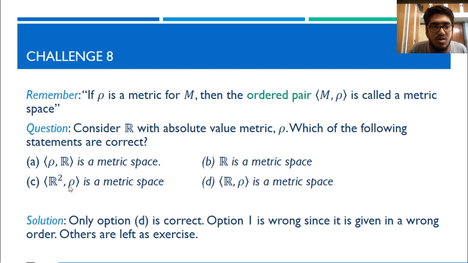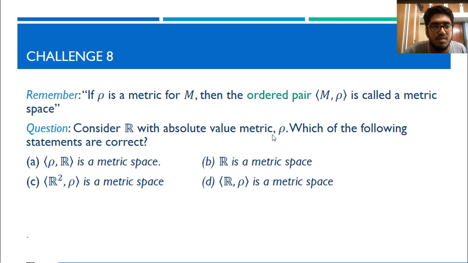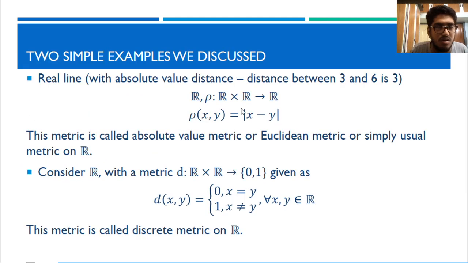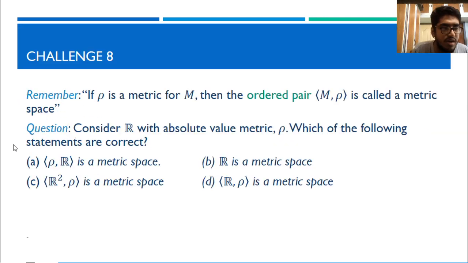So here rho is the absolute value metric, which we defined earlier. Let me go back to that slide. So rho, the absolute value metric which we defined earlier, is defined from R cross R to R. Hence, rho cannot be a metric on R square. Is that clear, Bijal? Anyway, if there is any further question, you can post it in the comments and Vivek will get back to you as soon as possible.